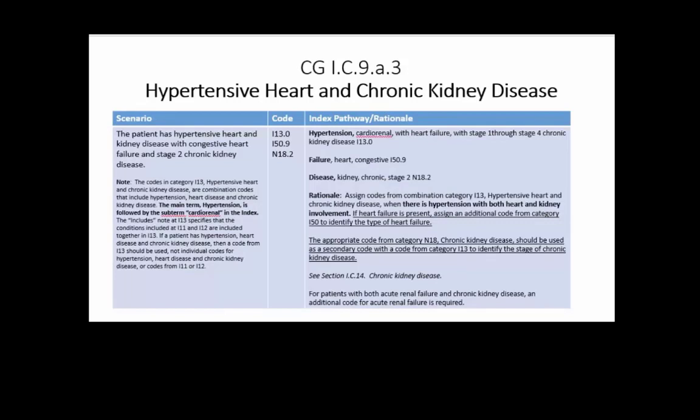And here's the guideline regarding hypertensive heart and chronic kidney disease. This patient has hypertensive heart and kidney disease with congestive heart failure and stage 2 chronic kidney disease. These codes all together fall into a category code called I13, which is a combination code for the hypertensive heart disease and the chronic kidney disease. The main term you're going to look up is hypertension, but the next subterm is cardiorenal, where you've combined those two terms for the heart and the kidney. This patient has heart failure, so that would be included, as well as the chronic kidney disease.